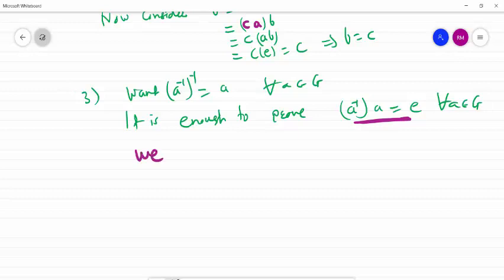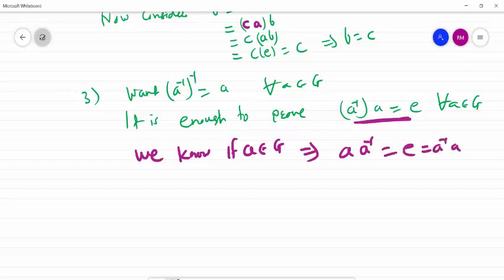And we know if A is an element in G, then we can easily say A inverse A is equal to E, because G is a group we have been given, and A is an element of G, that is also given. So G satisfies the inverse property, so A must have an inverse, and that inverse is denoted by A inverse. So their product is E.